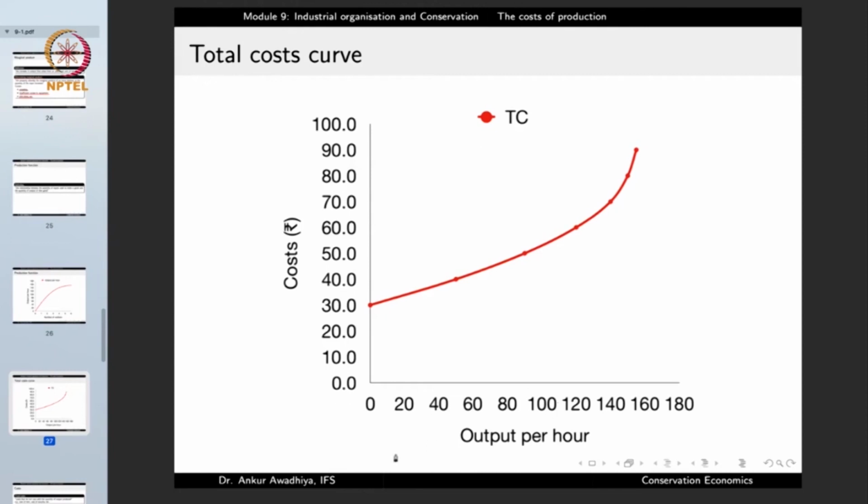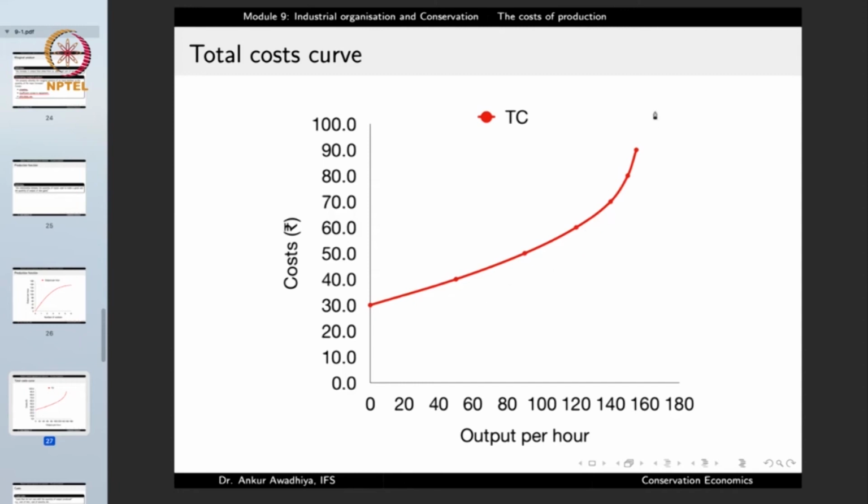Here on the x-axis we have the output, which increases from 0 to close to around 160, and we have the total cost. As the output increases, the cost also increases, mainly because of the variable cost, because the fixed cost remains the same, but the variable cost increases. But in the case of the total cost curve, we will observe that the curve starts in a flatter manner and then it starts to increase at a very fast rate.